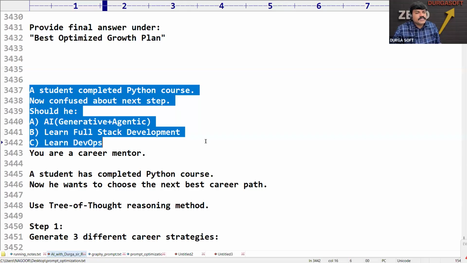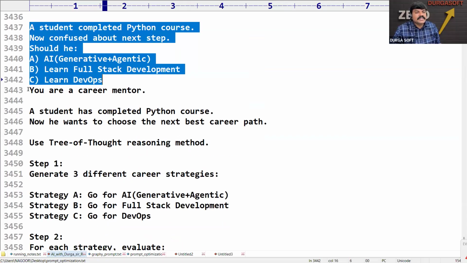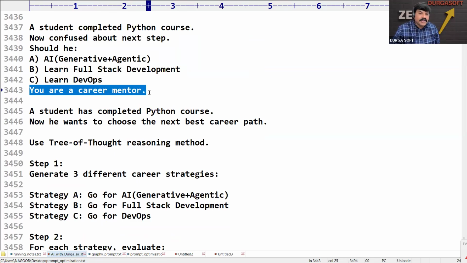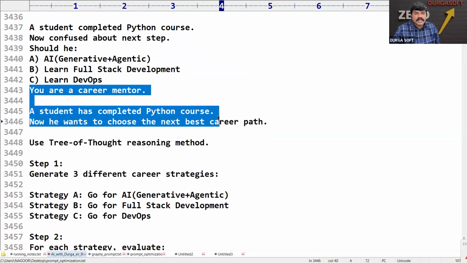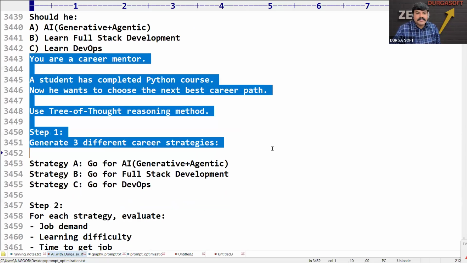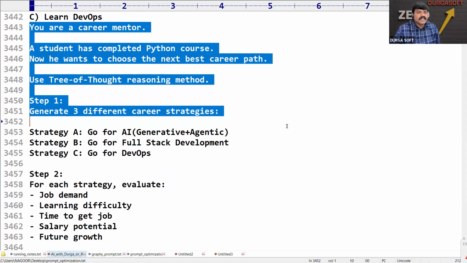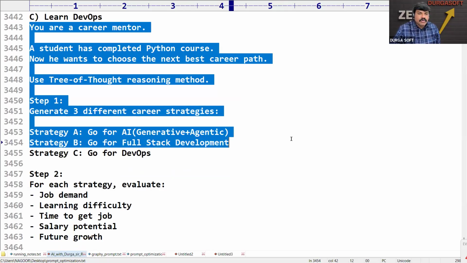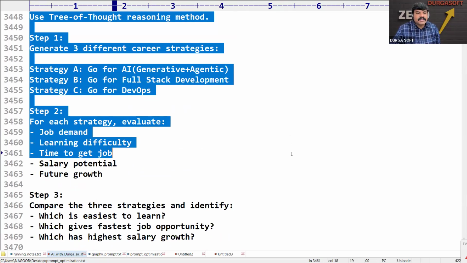Yes, friends. Then automatically, now I'm asking, you are a career mentor. A student has completed a Python course. Now he wants to choose the next best career path. Use TOT reasoning method. So generate 3 different career strategies. One is go for AI, or go for full stack, or go for DevOps. Next, for each strategy, consider job demand, learning difficulty, time to get the job, salary potential, future growth. Can you please consider these things, plus and minus?